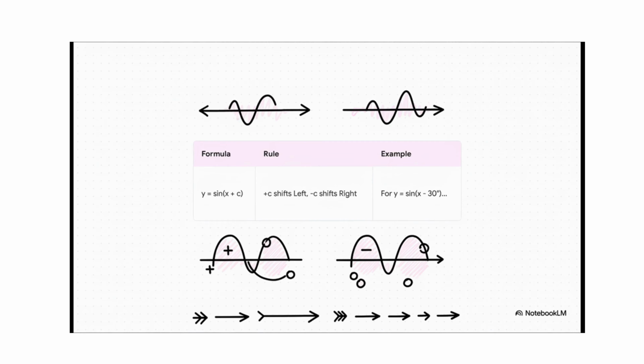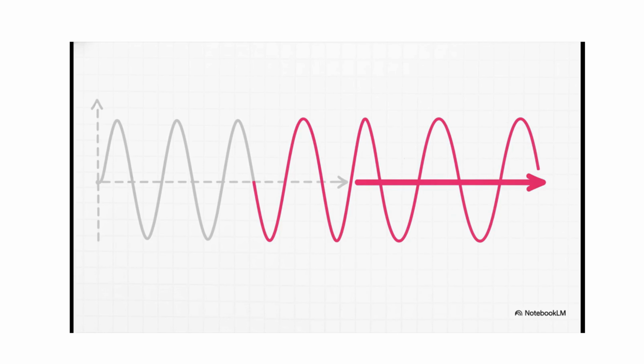So with that in mind, what's going to happen with y equals sine of x minus 30 degrees? That's it. The whole wave just slides 30 degrees to the right. You just have to burn that weird rule into your brain. Minus means right, plus means left. Just lock it in and you'll be good to go.